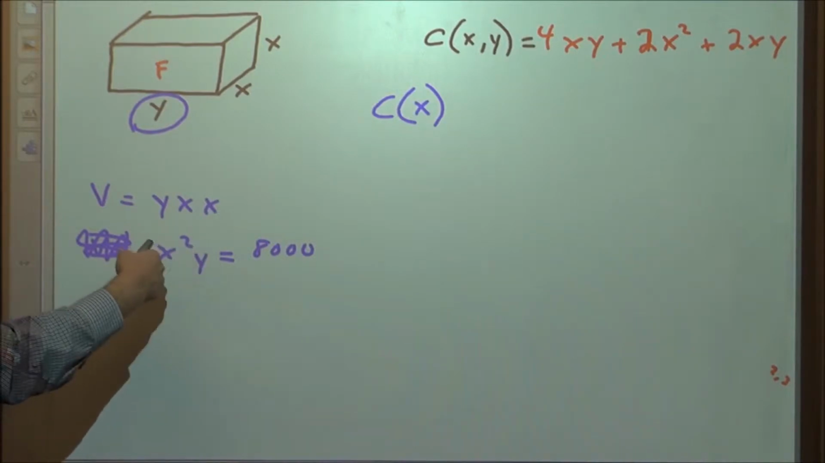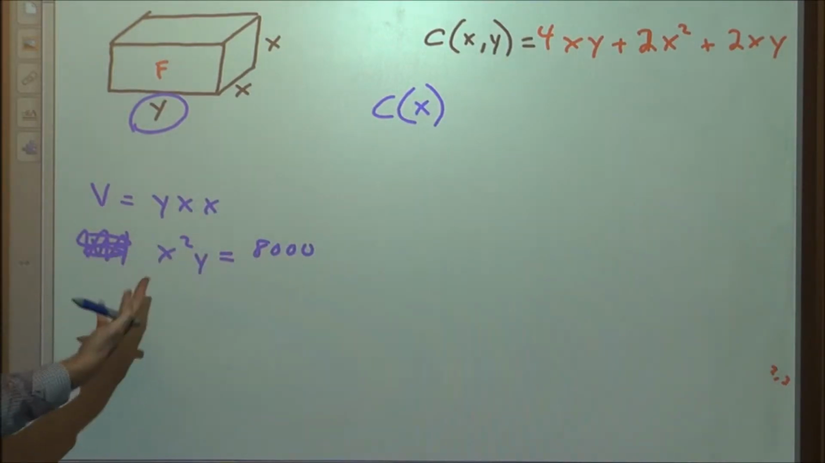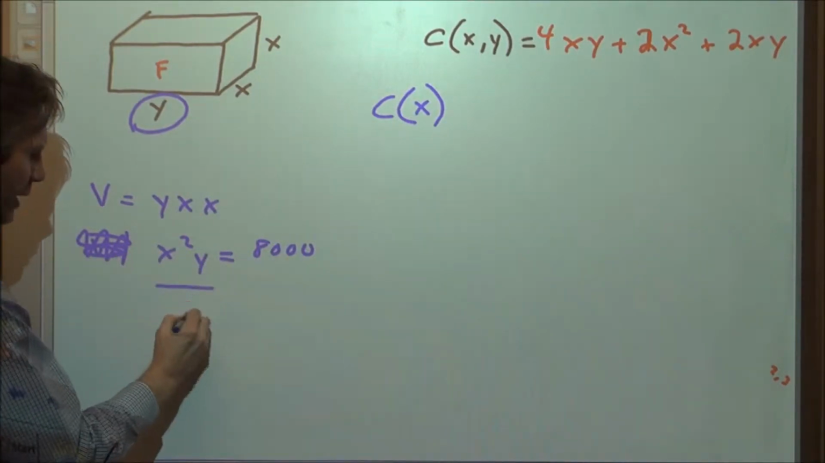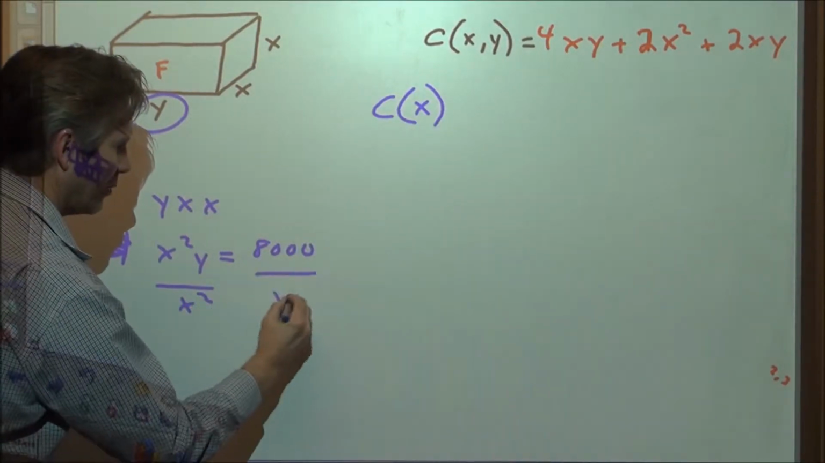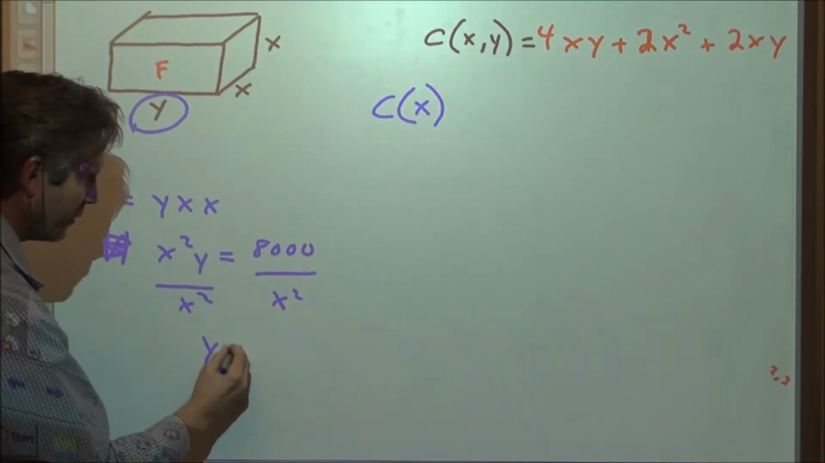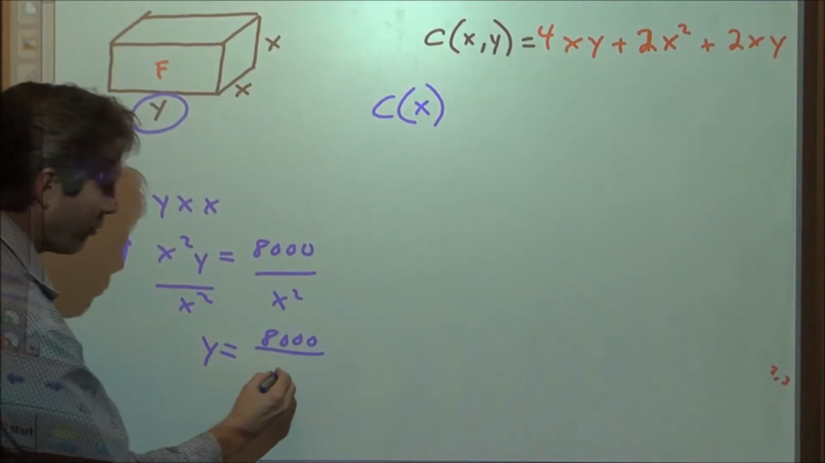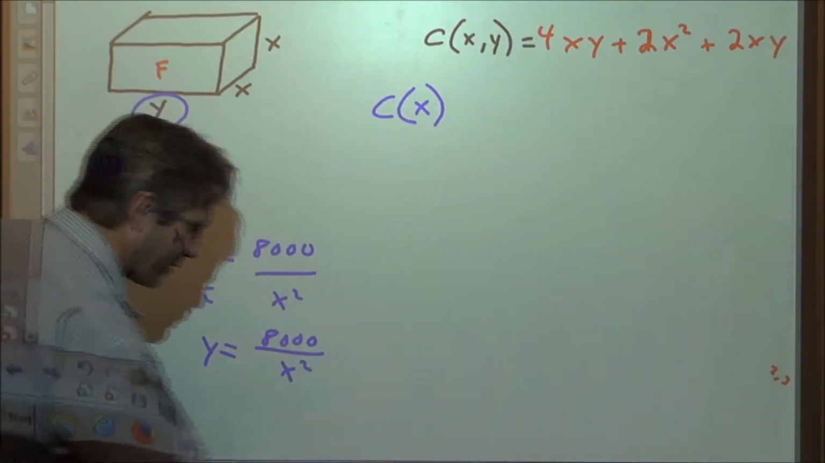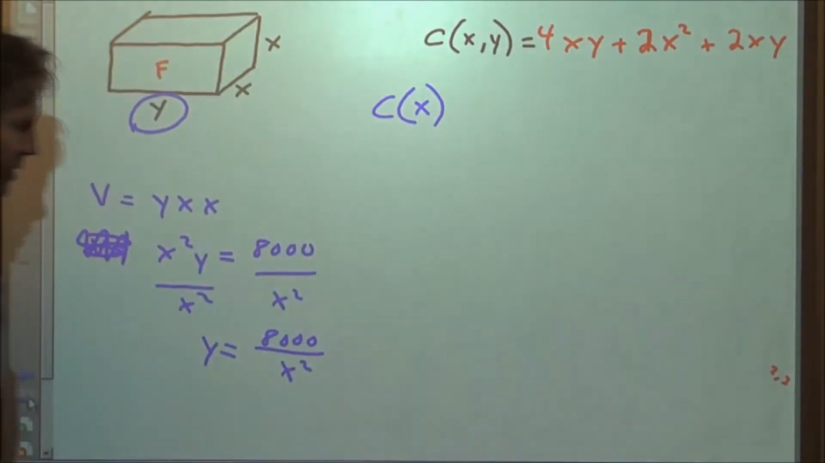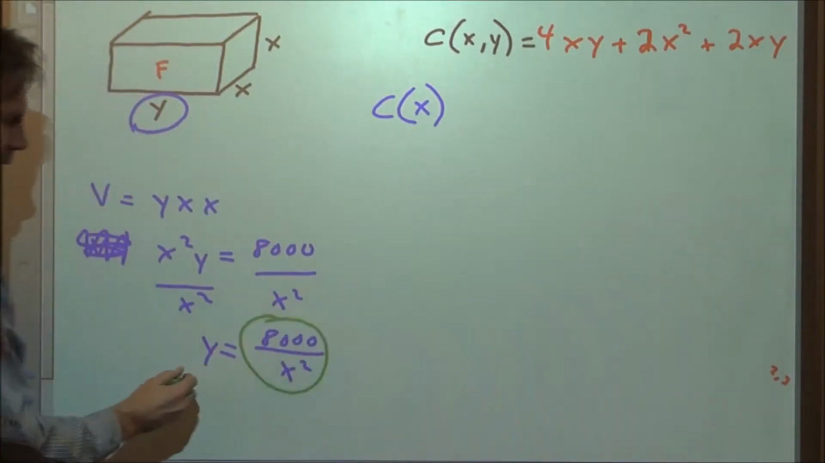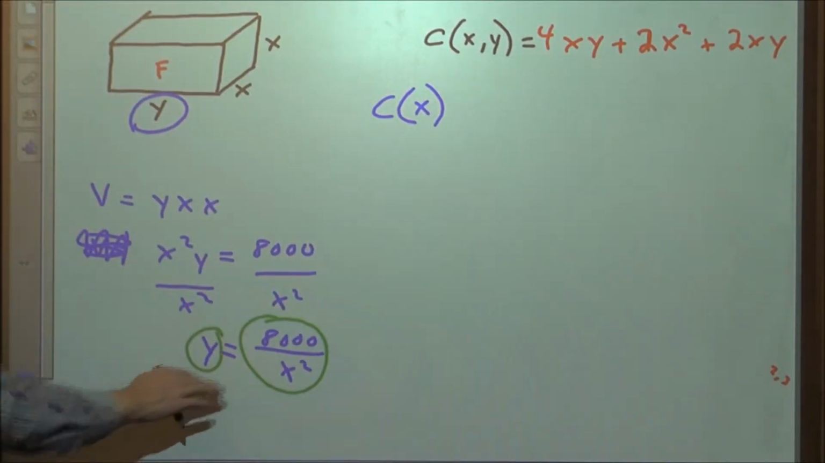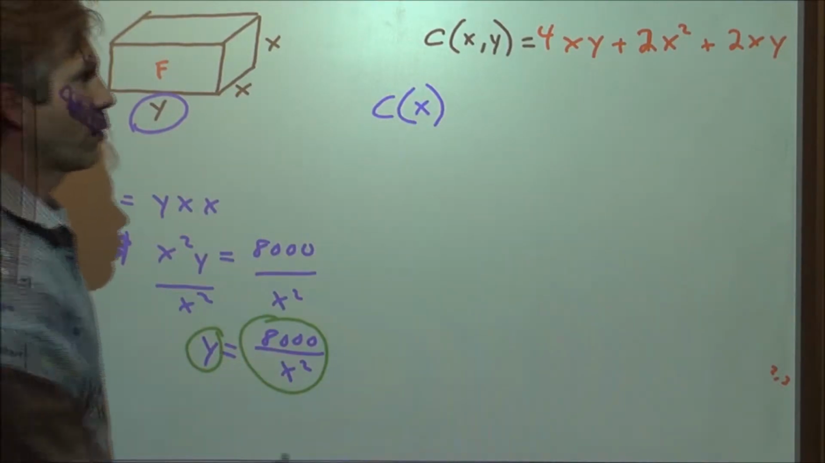So if we solve for y in terms of x, this information regarding volume will help us do that. We divide both sides by x squared, and here it is. We have now represented the value of y in terms of x by using the other information in the problem. So now what we can do is say, well, everywhere we see y, we can replace it with something that's equivalent.